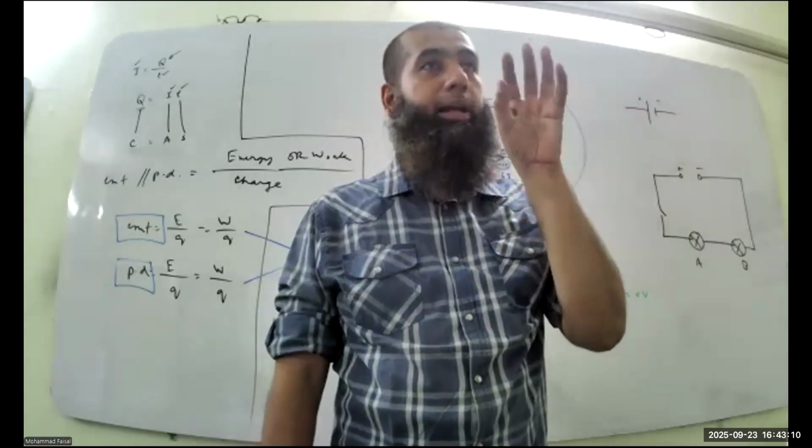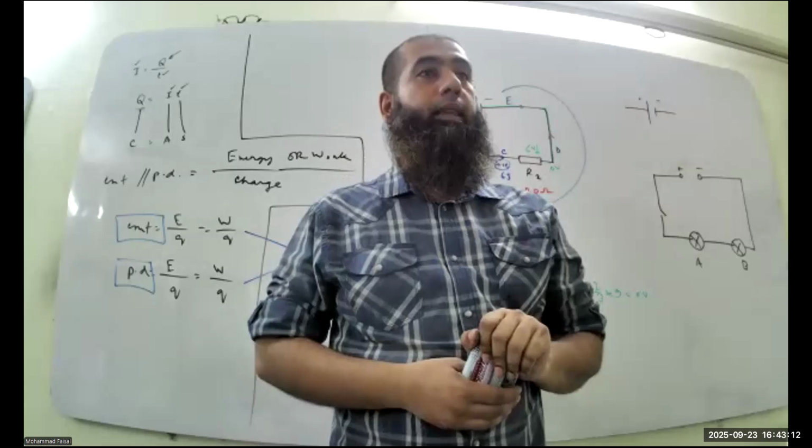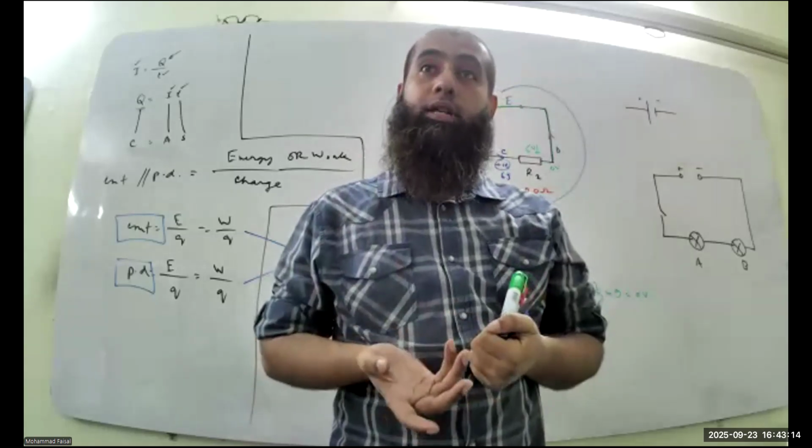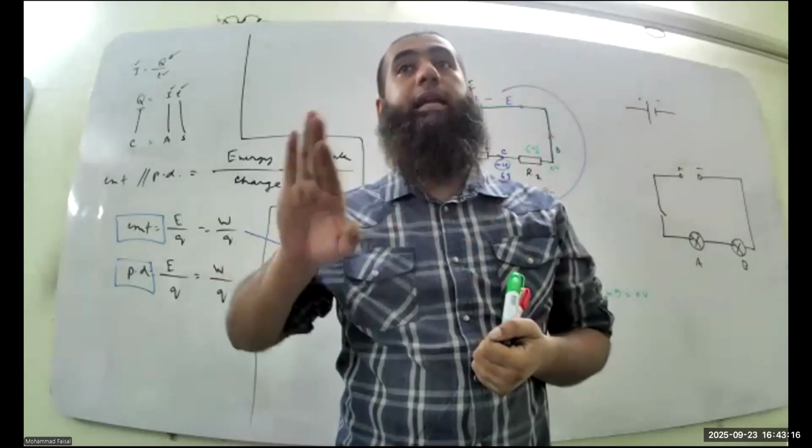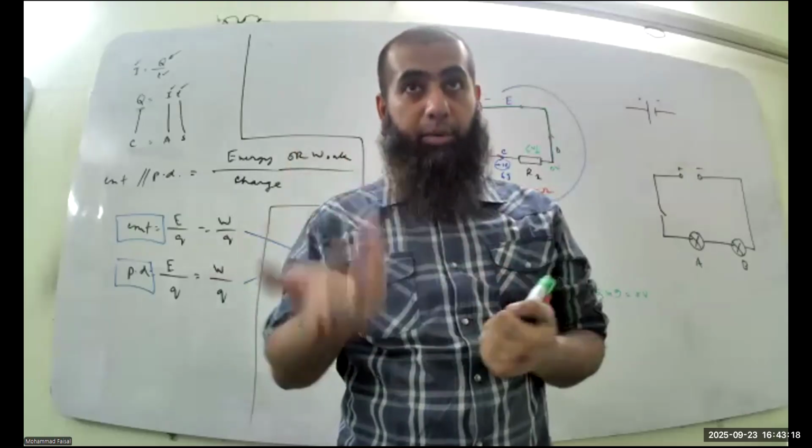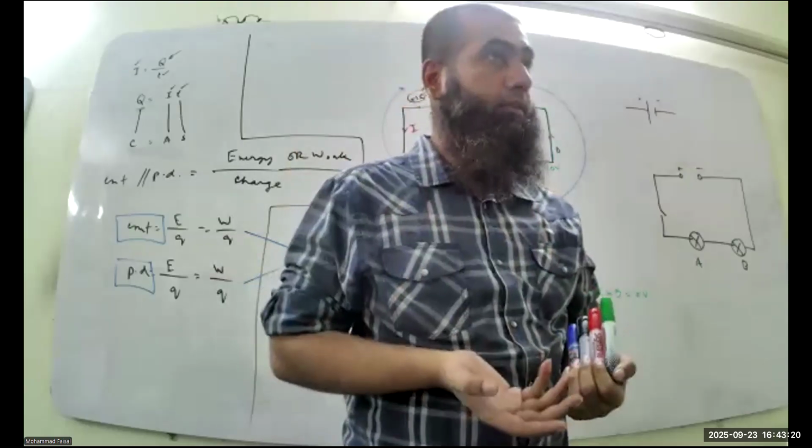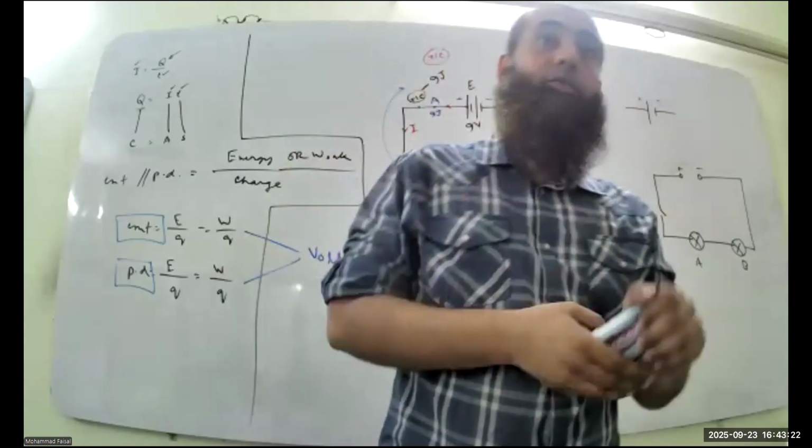The net charge of a battery is how much? Zero. What does it do? It just pumps electrons to one side by means of its chemical reaction. That's what is useful for us. All right. Same thing goes for the resistor as well.